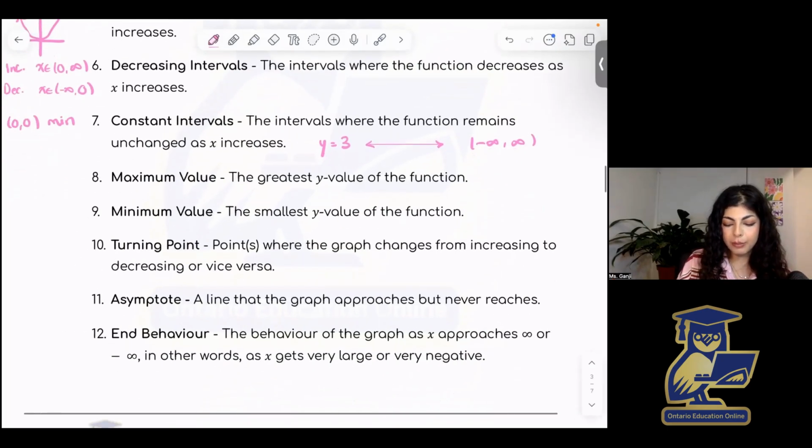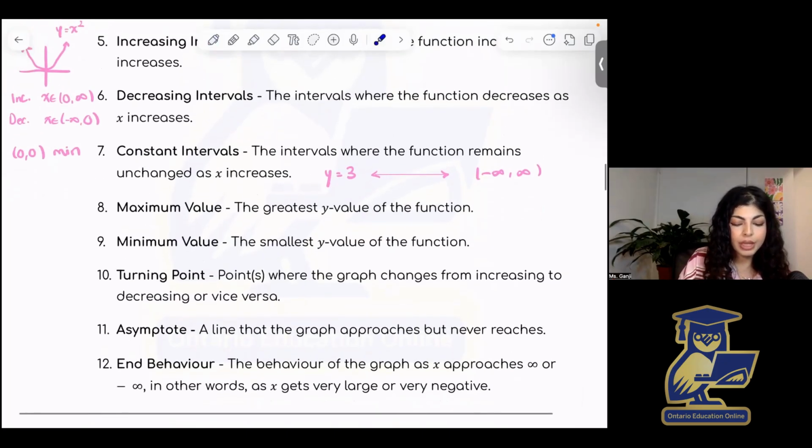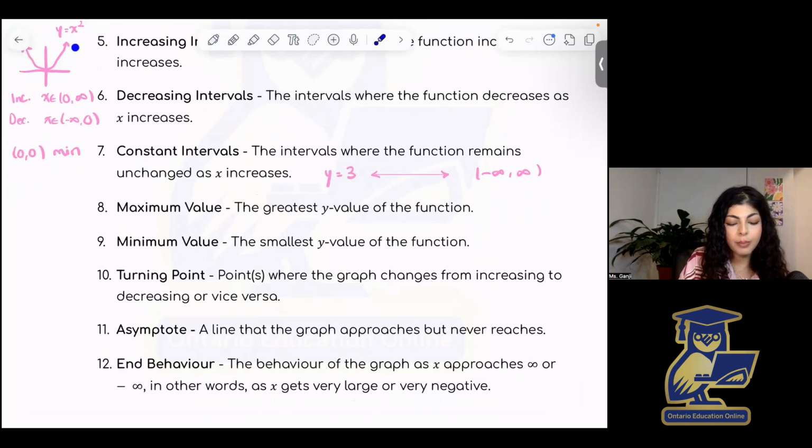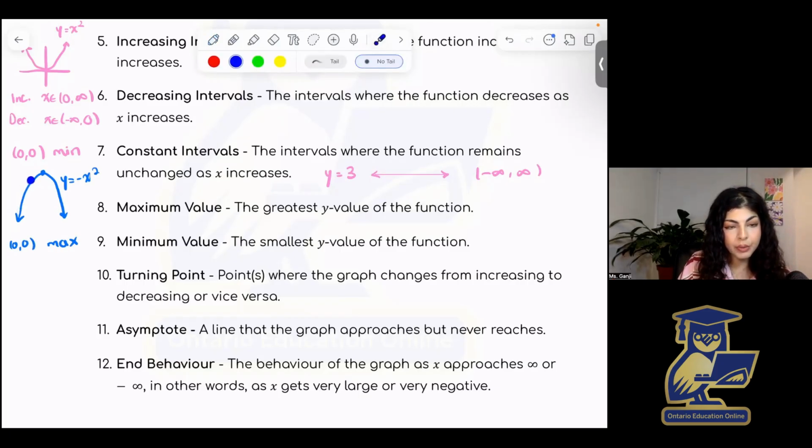Here we now have turning point, which I just mentioned, and it's a point where the graph changes from increasing to decreasing or vice versa. So for example, here we have decreasing to increasing, and the point where that change happens is 0, 0, so that will be our turning point. Or alternatively, for y equals negative x squared, then 0, 0 is actually our max here, and it will be the turning point because we are now going from increasing to decreasing interval. So that will be a turning point.